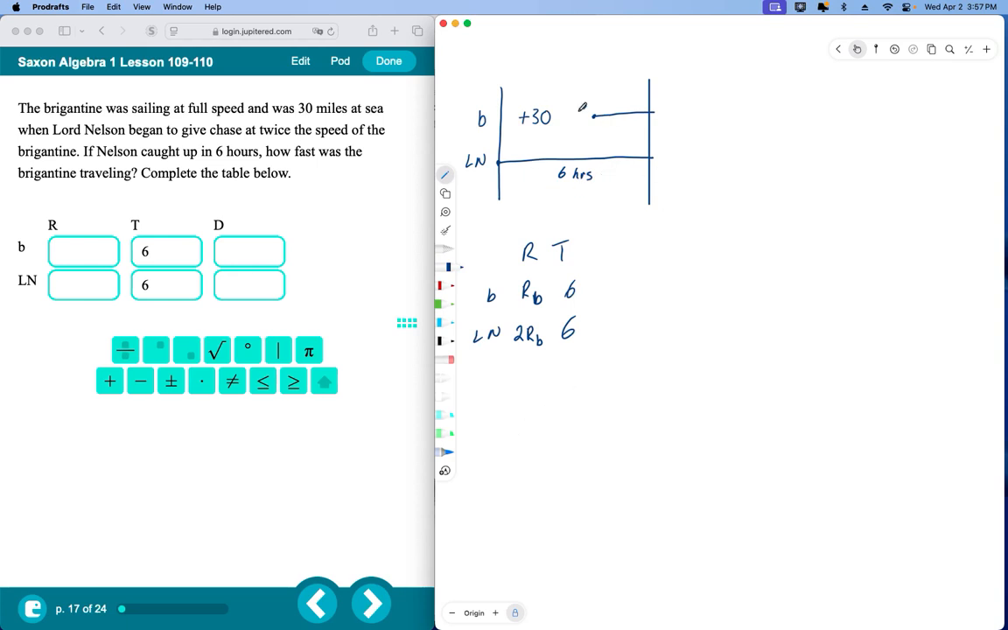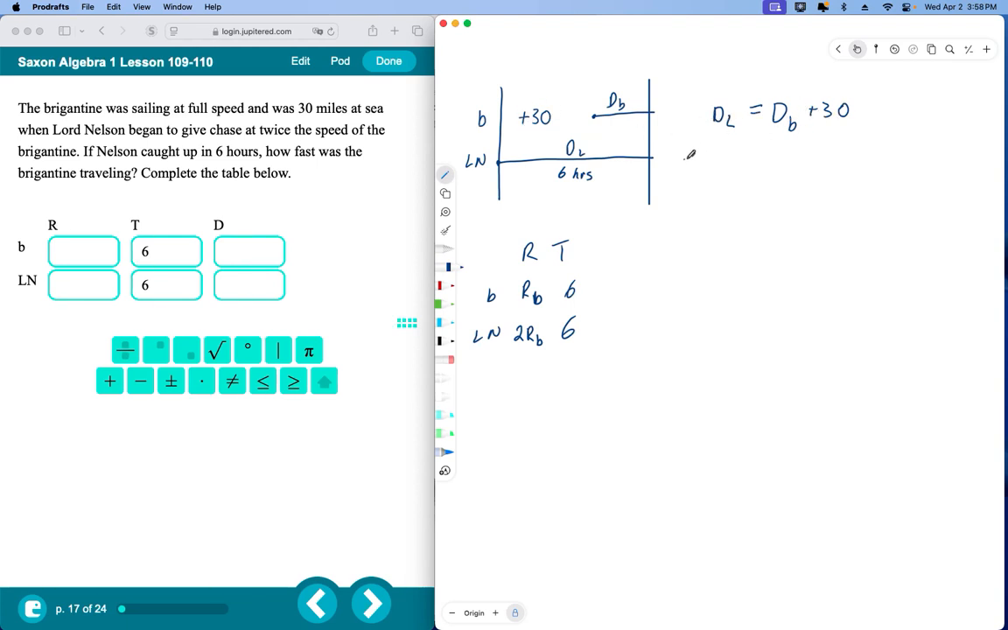So from this picture, I can say that the distance of Lord Nelson is equal to the distance of the brigantine plus 30, right? We can see that. This is the brigantine's distance, and this is the distance of Lord Nelson. So the distance of Lord Nelson is the same as the brigantine plus 30 miles. Okay, so that's how we write that.